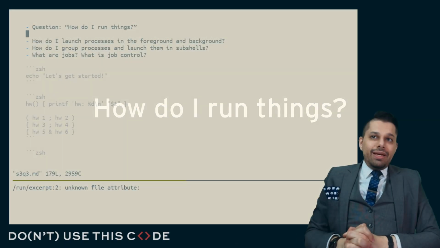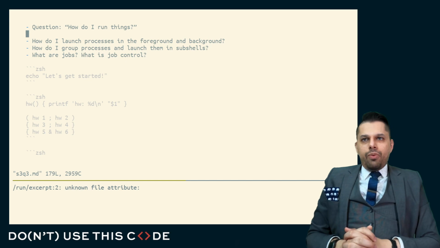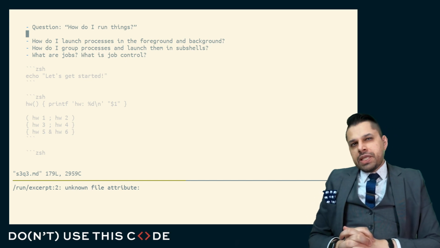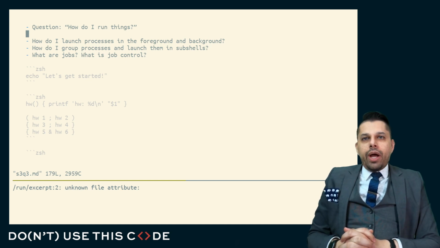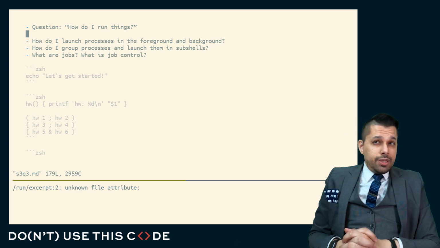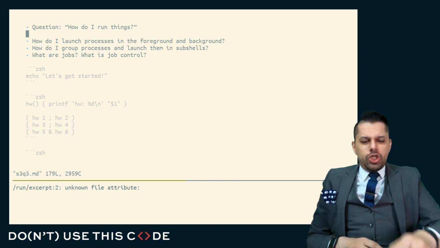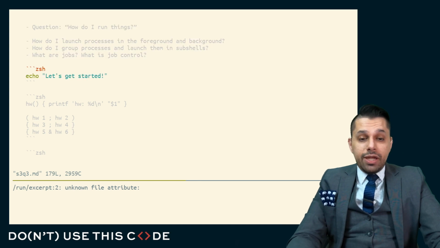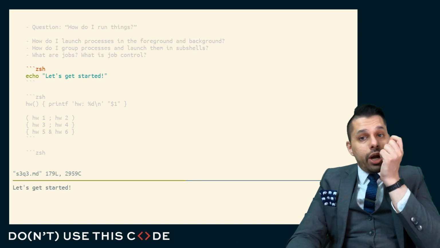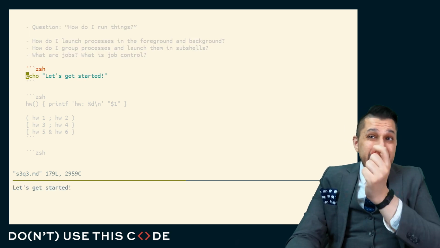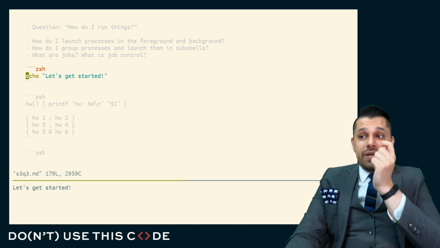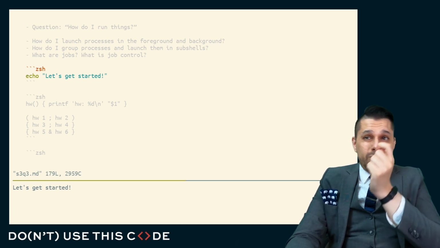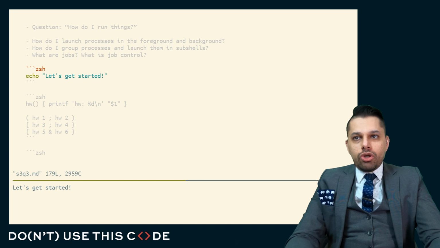This question is titled, How do I run things? And I want to talk about how I launch processes in the foreground and background, how I group processes or launch them in subshells, what jobs are and what job control is, and how this ties into how a simple shell script can do something that a Python script or another tool might really struggle to do simply, tersely, effectively, readably, or maintainably. But let's start off with this.